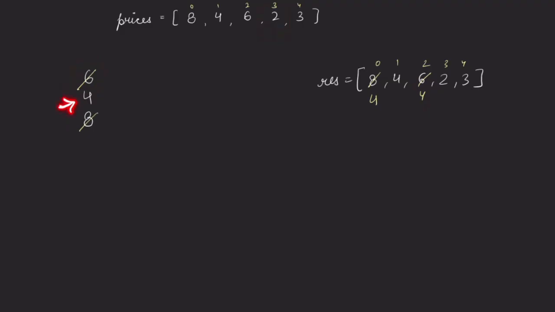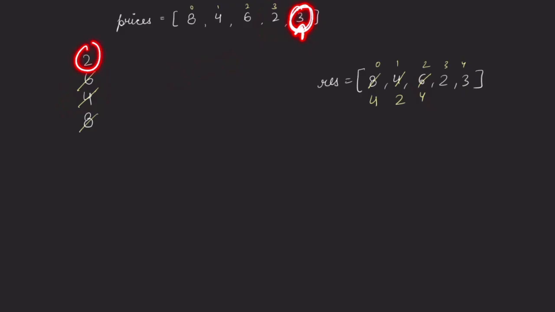And then if you see, we have a 4 also. So we'll check, can this 2 be a discounted price for 4? Yes, because 2 is less than equals to 4. So we'll do 4 minus 2, which will be 2. So this will be replaced with 2 and this will be removed, right? Now 2 is not yet discounted. Then we move to 3.